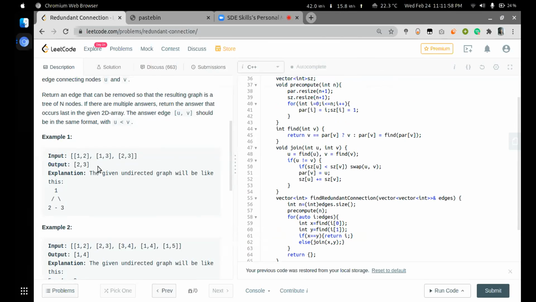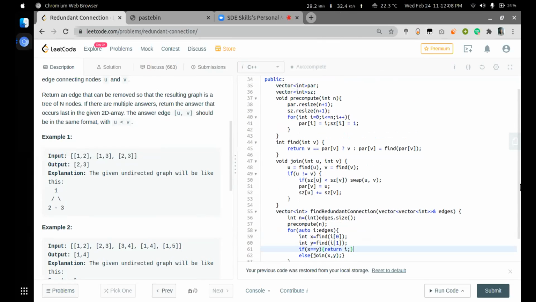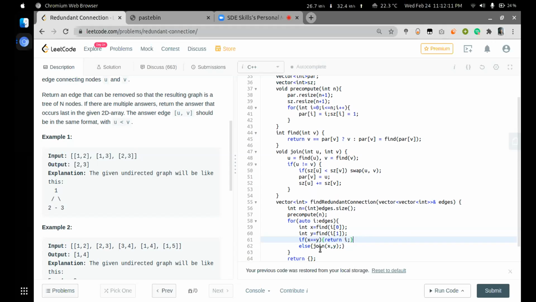Here the main problem reduces to finding a spanning tree. That is a tree itself, right? With n nodes and n edges. When we find the minimum spanning tree, even there in the algorithm we use DSU. The same idea is used here also. We just find the parent of each of the nodes. If the parents are the same, this means that there is an edge already between both the nodes, so I just return that edge. If there is no edge between the parents of both the nodes, then I join them.